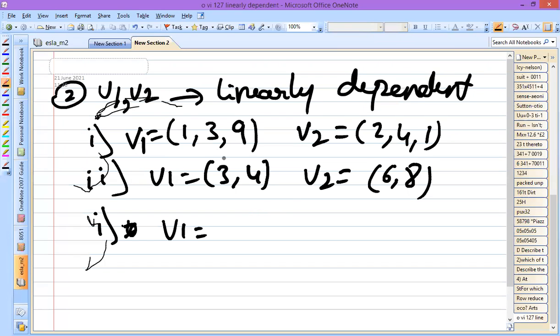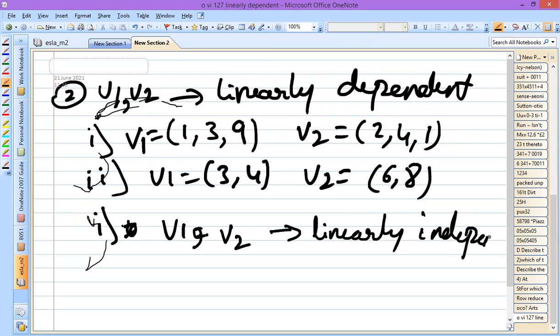If you observe the elements of V1 and V2, they are not depending on each other. They are not multiples of any of the elements. So (1, 3, 9) is independent from (2, 4, 1). You can say that no vector in this is a multiple of the other. Hence V1 and V2 can be considered as linearly independent. Instead of not linearly dependent, you can also say linearly independent, since V1 and V2 are not multiples of each other.